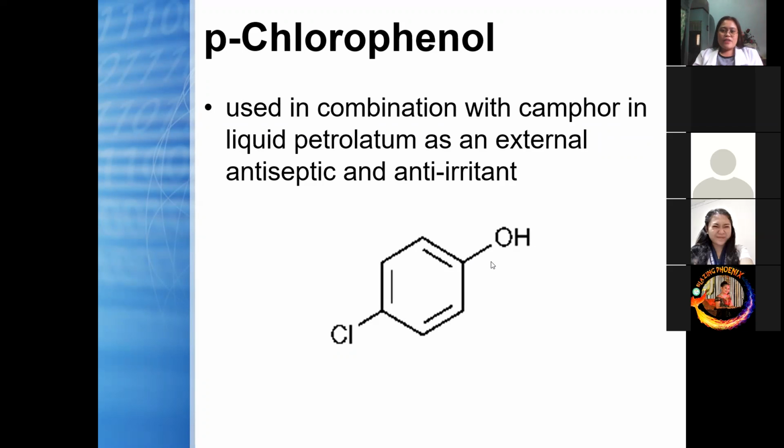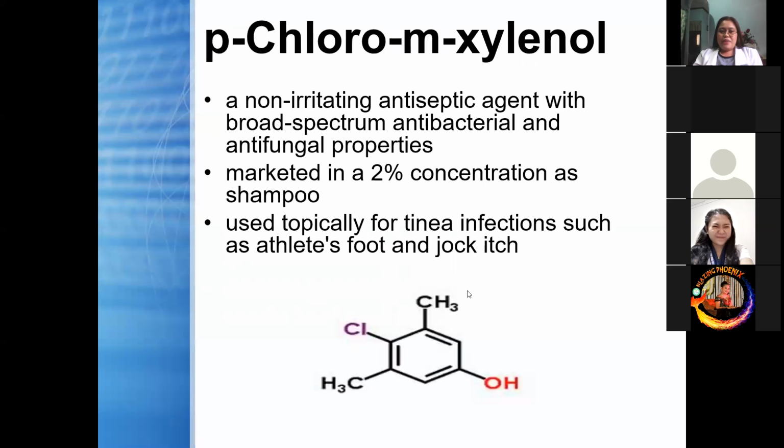Okay? So ang unsay gamit ni para-chlorophenol, ginagamit siya in combination with camphor in liquid petrolatum. Unsa siya, antiseptic and anti-irritant. So you can see this chemical sa mga antiseptic nato nga preparations at the same time mga anti-irritant nato na preparations.